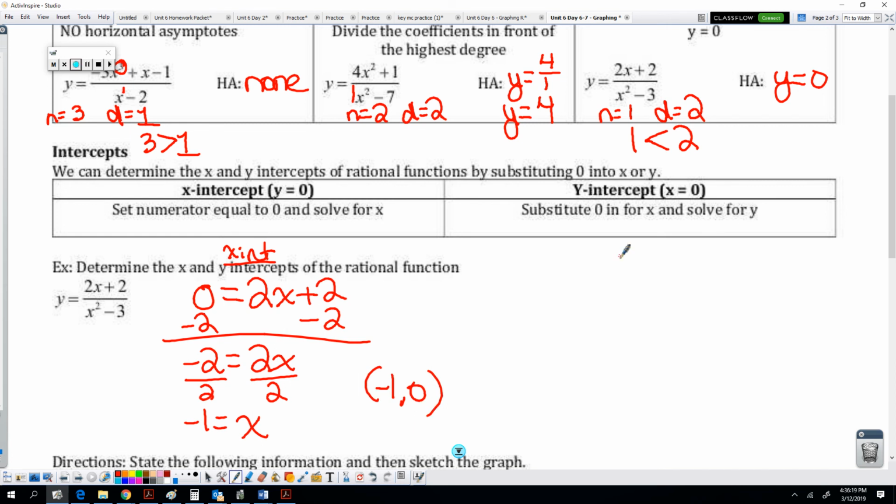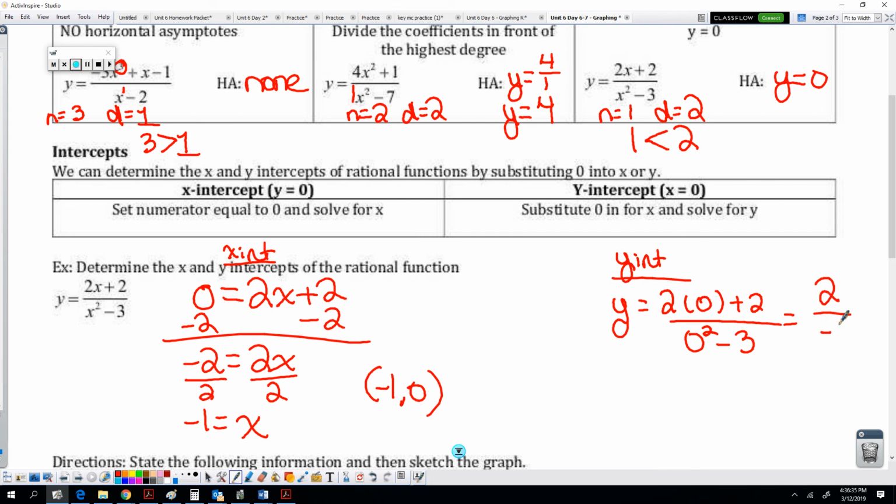Now if you want to find your y-intercept, all you're going to do is plug in 0 for your x. Whenever you see an x, you plug in 0, and then you solve. So this gives you 2. This gives you -3. So your y-intercept is (0, -2/3).